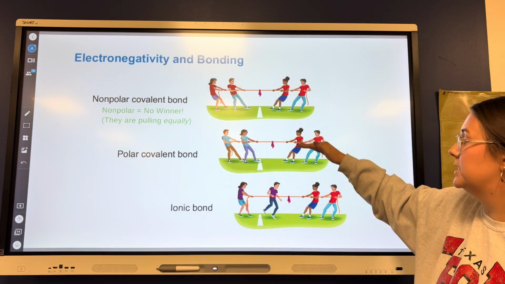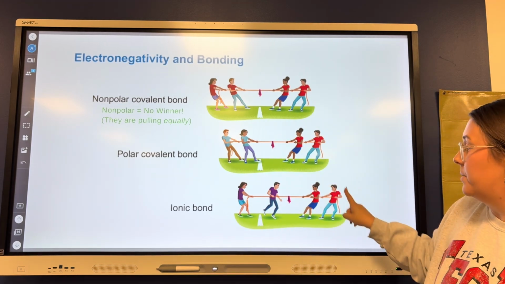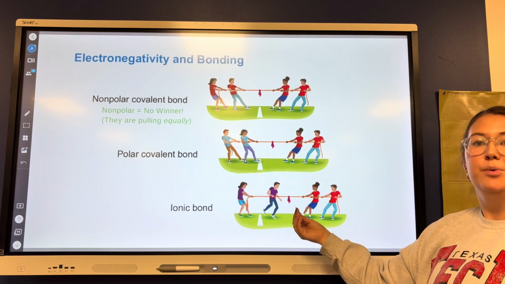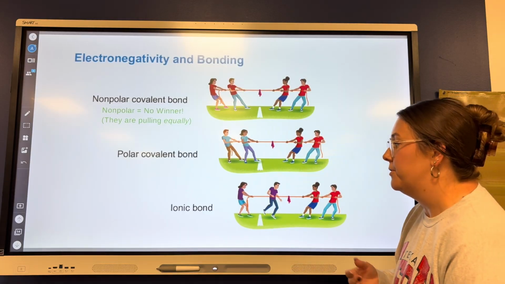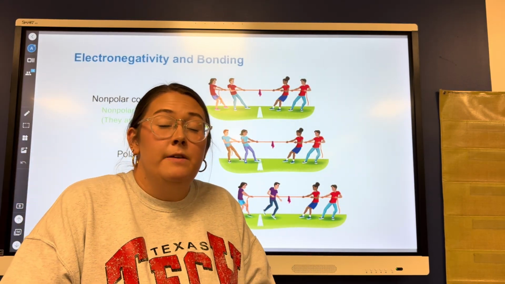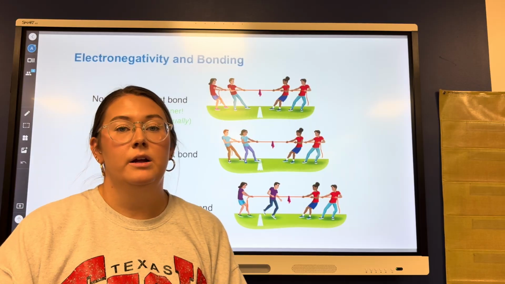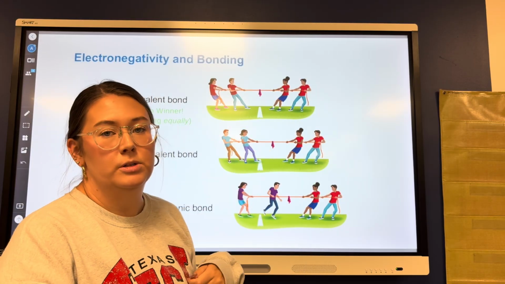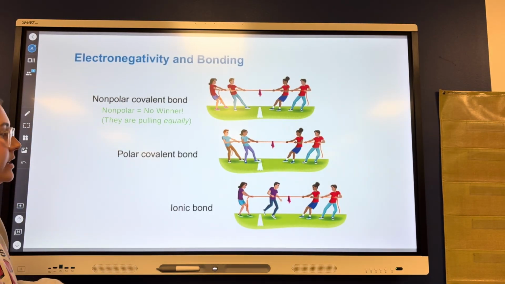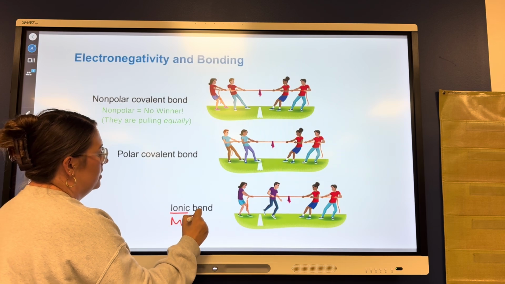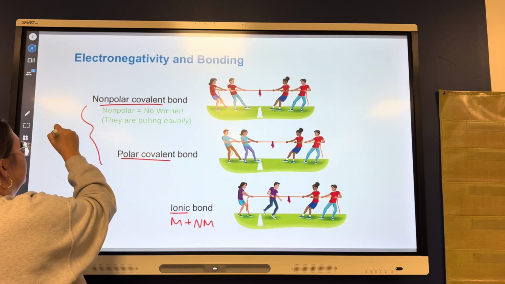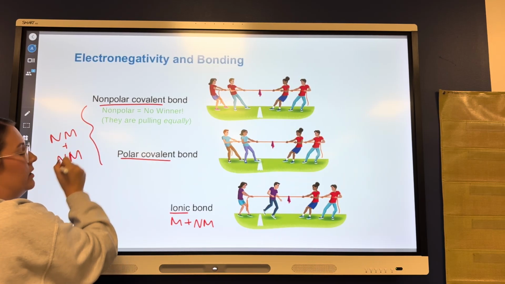Ionic bonds down here, the difference between polar covalent and ionic bonds, is that the red group is so much stronger that they're actually pulling the purple people across the line as well. So if you've ever played a game of tug of war against someone that's pretty even to you and there's no winner, that would be nonpolar. If you're a little bit stronger, that's polar. If you were way stronger, that would be ionic. And again, of course, we know that ionic is between metal and nonmetal, and both polar covalent and nonpolar covalent are still between nonmetal and nonmetal.